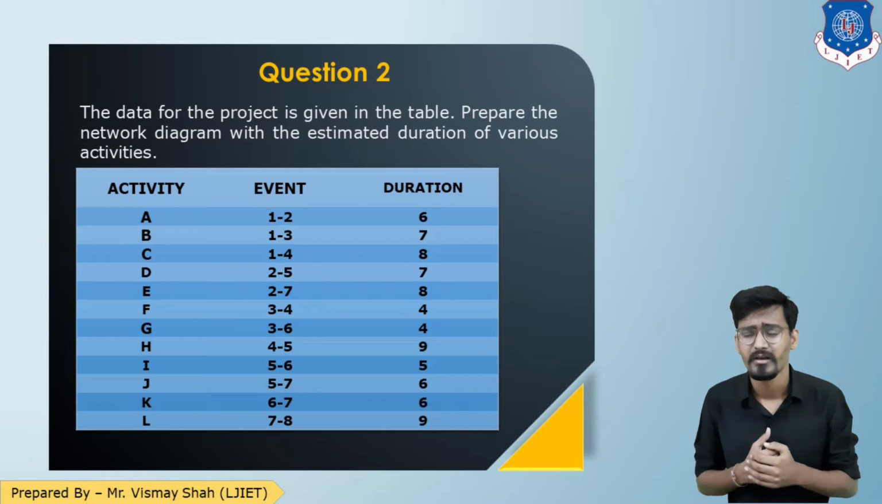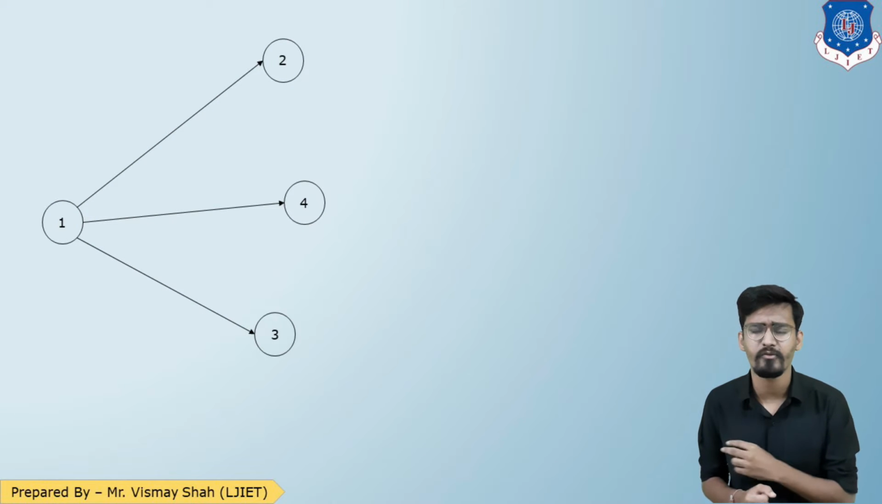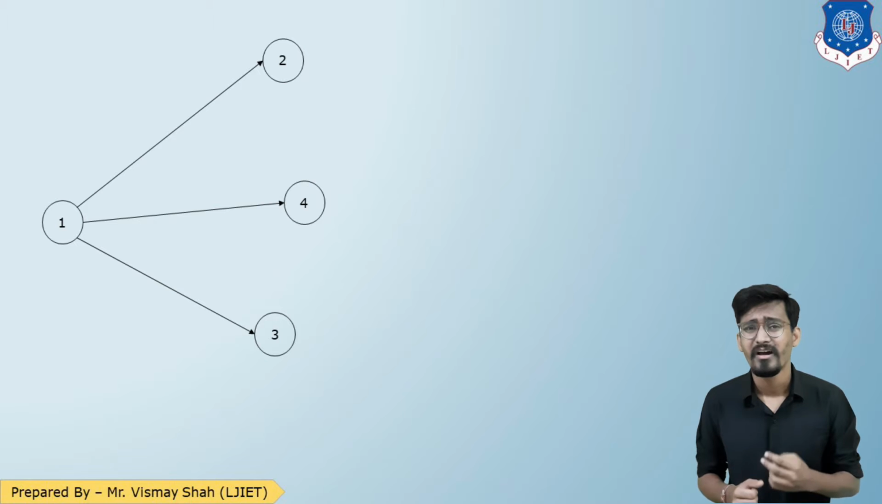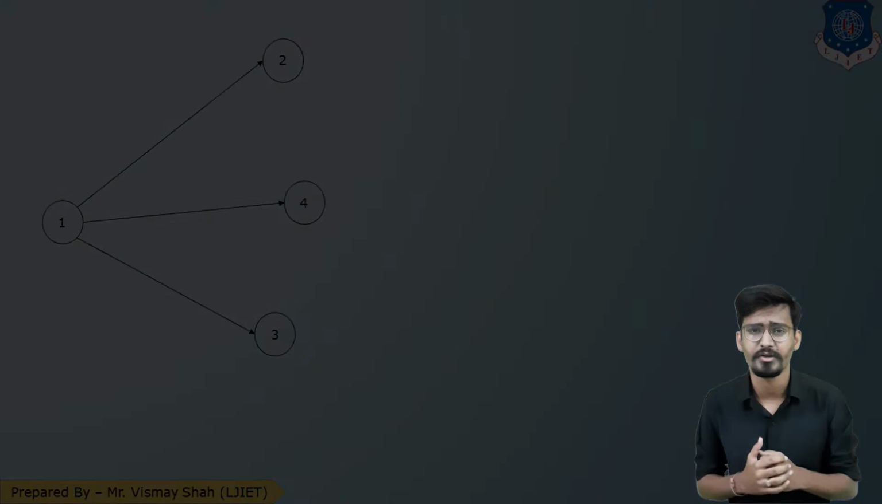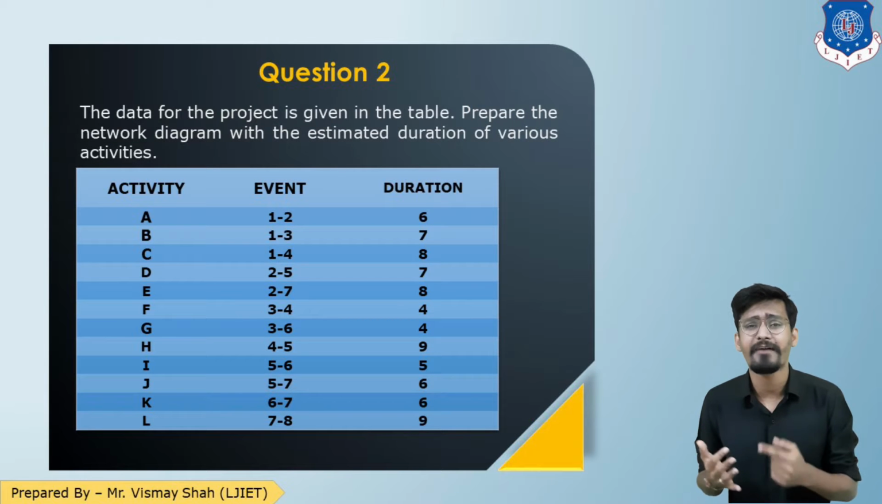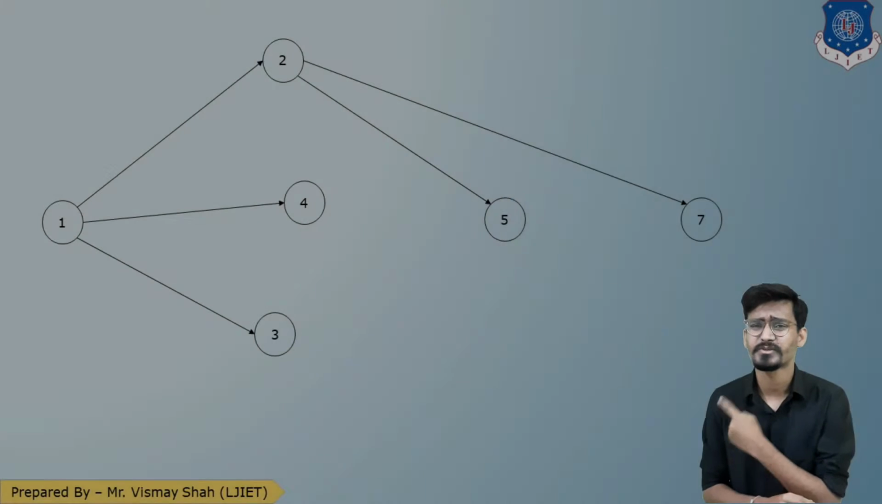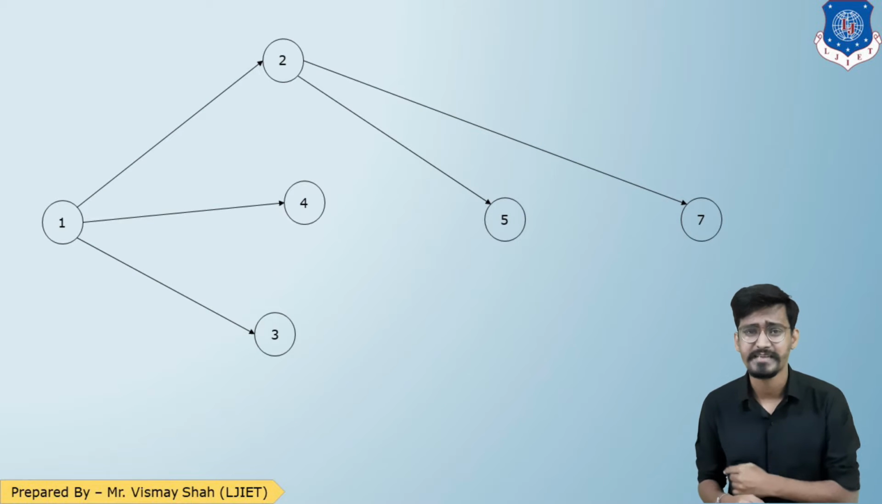But the network is not given, so first we need to draw the network. I will start with 1-2, 1-3, 1-4. Let us draw that. Alright, so here is 1-2, 1-3 and 1-4. Now let us see the activities starting from event number 2. Coming back to the question, the next activities are 2-5 and 2-7. Now let us represent that. So as you can see, 2-5, 2-7.